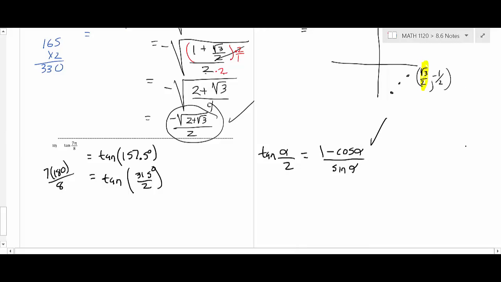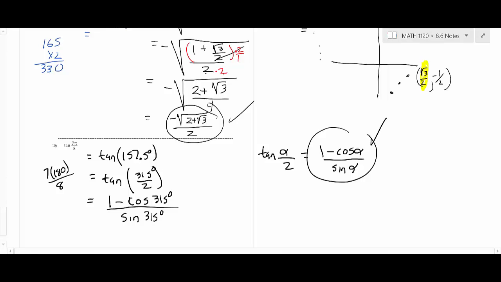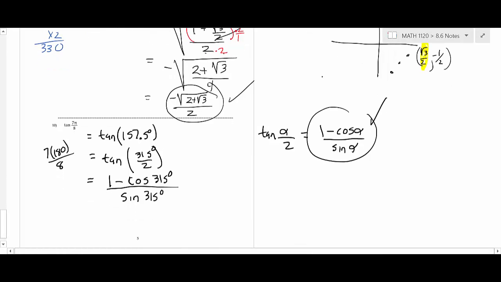Right, everybody okay so far? So always do that same thing. Double the angle to use the half angle identity. Okay? All right, now we go over here and use this identity. So that's going to be 1 minus the cosine of 315 degrees, and then it's going to be all over the sine of 315 degrees like that. That's what you got to work out. The rest of it is unit circle and arithmetic. That's it. Okay?